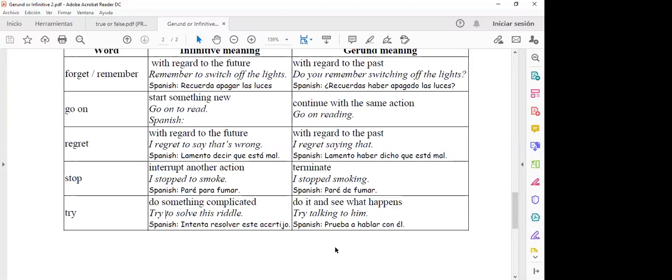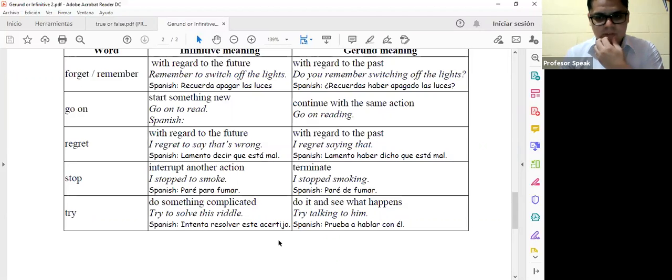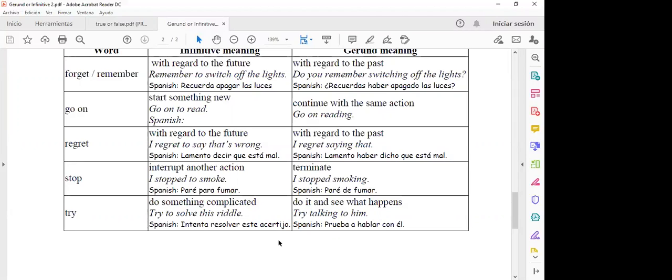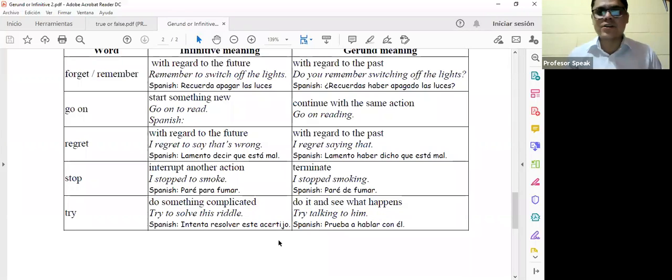I try to swim in Lake Coatepeque. You try to swim in Coatepeque Lake. So it's not a recommendation. When you talk about recommendation, you use try followed by a gerund. Okay. What about the next verb?